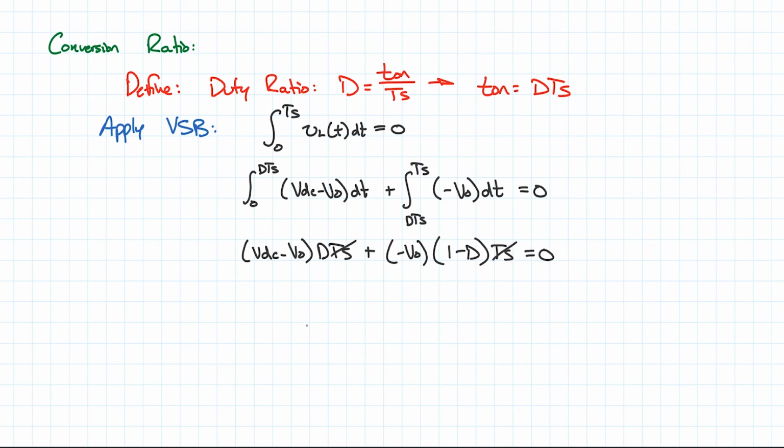So the first thing you can do is get rid of these. And if you rearrange and solve this, what you'll find is that VO is equal to dVDC. This is a very important relationship, because what it's telling us is that the output voltage can be controlled directly by controlling D. Now what is D? D is the fraction of how long the switch stays on per switching period.